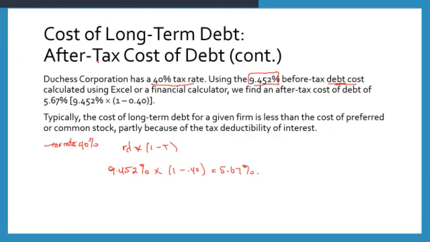Right? So typically the cost of long-term debt for a given firm is less than the cost of preferred or common stock, partly because of the tax deductibility of interest. Well, we'll see it as we go on. So now we've calculated the cost of debt. Now they are saying it will be less than the cost of stock or equity. So the cost of this debt is 5.67. Keep this figure in mind.